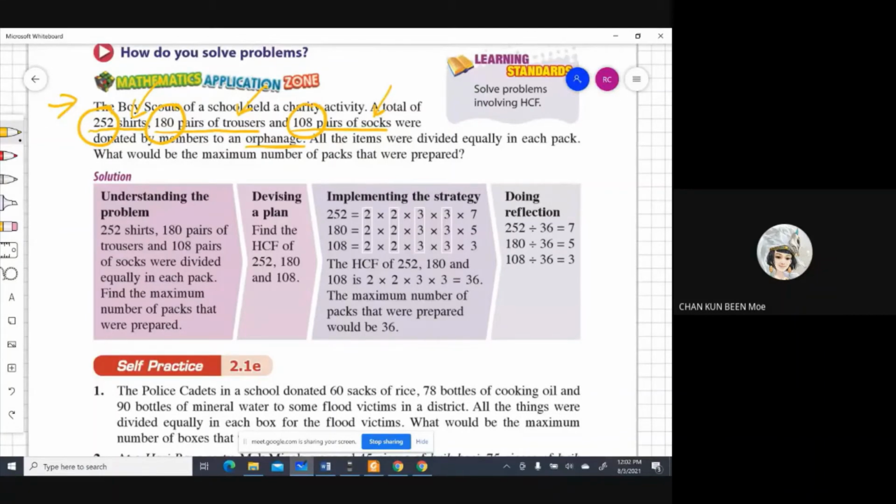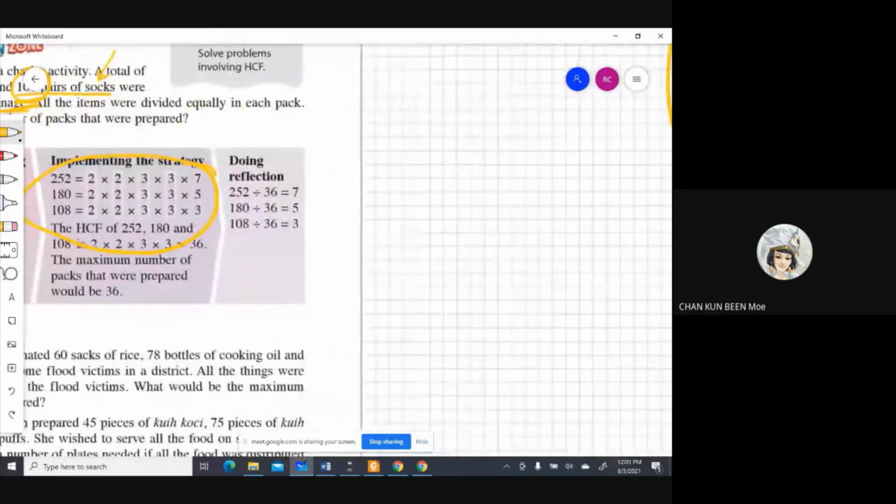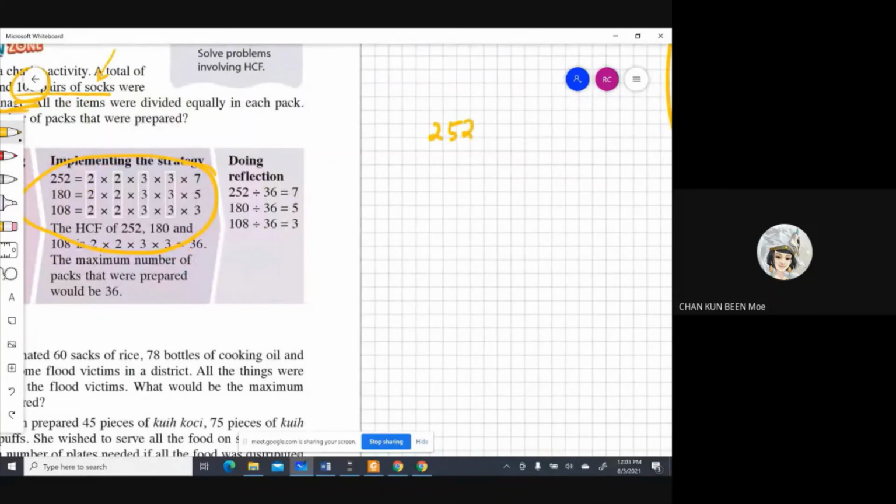Since they are using the prime factorization here, you can read it on your own later on. I'm going to use the repeated division to check with you all. So I'm going to use 252, 180, and 108 with the repeated division method. Okay, 2, 252, 180, 108.